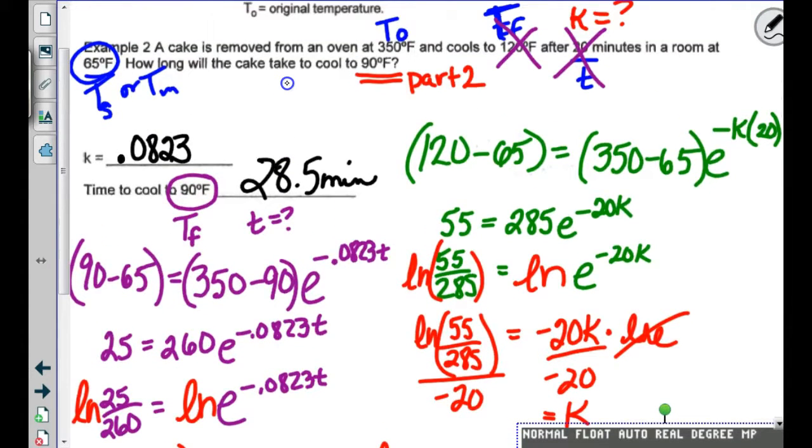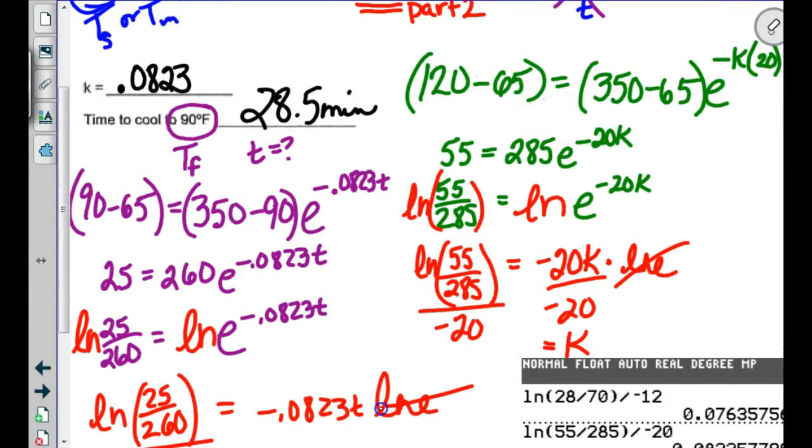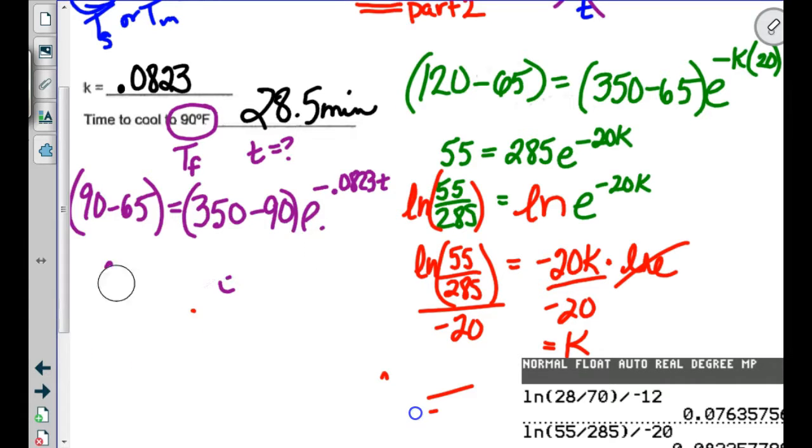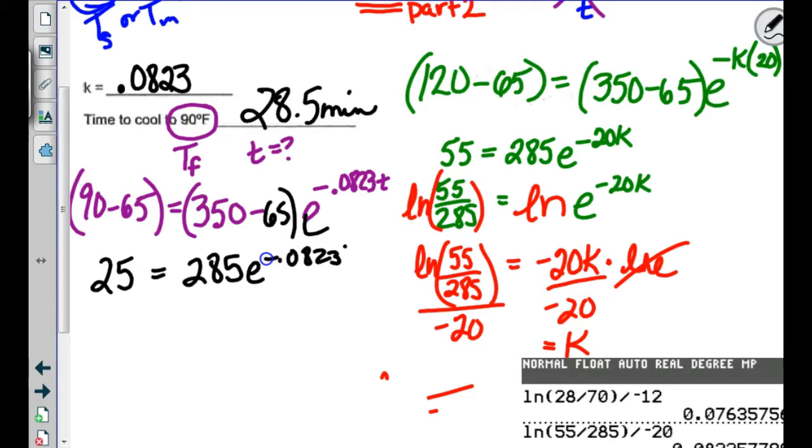Did I do it wrong? Yes, this should have been 65 and 65. Oh, I just love when I mess up in my recording, no less. Yes, because the surroundings are still 65. Okay, so someone tell me what this should have been. This is 25, and this is still 285, right? I should have known it should stay the same. 0.0823 T. All right, so I get 25 over 285, and then I take the log.